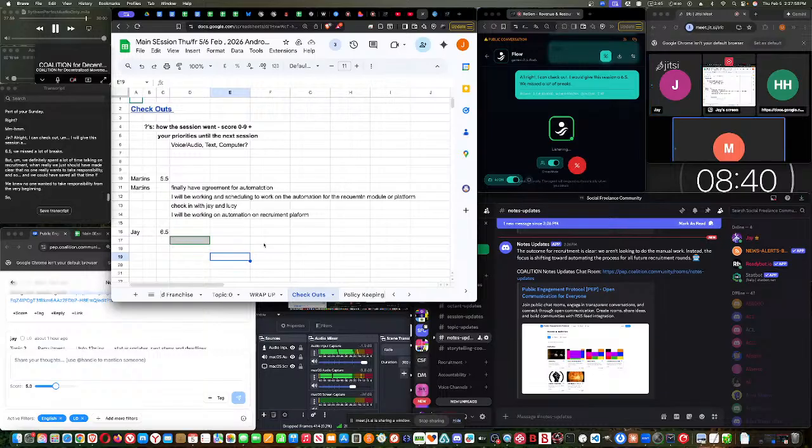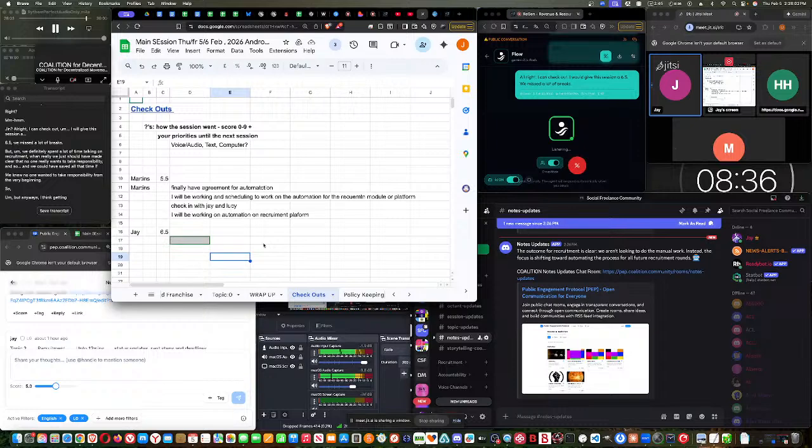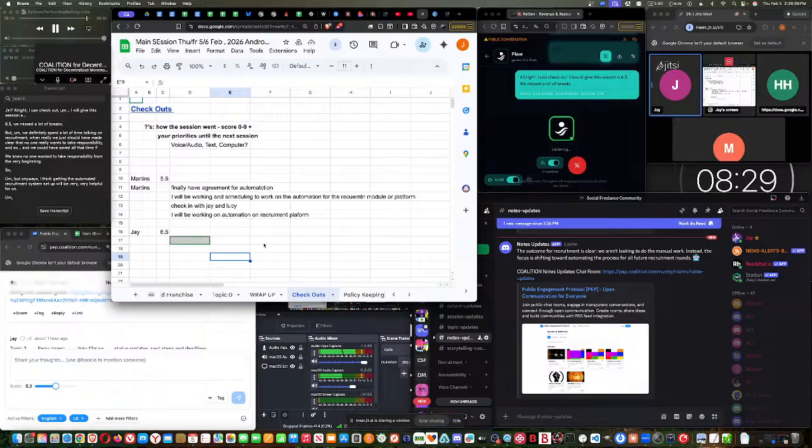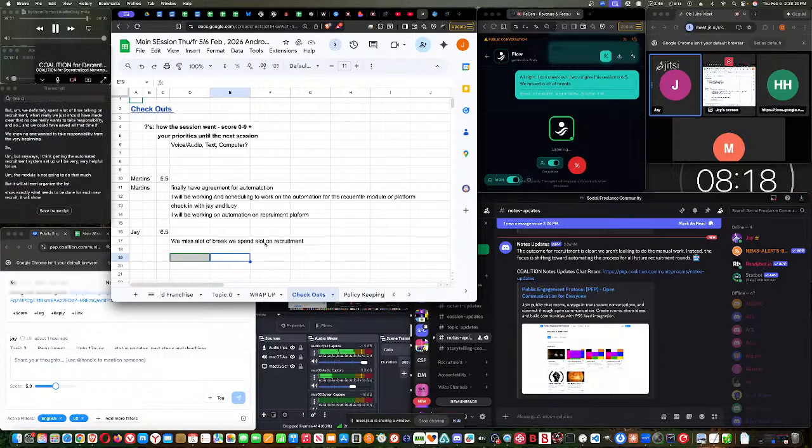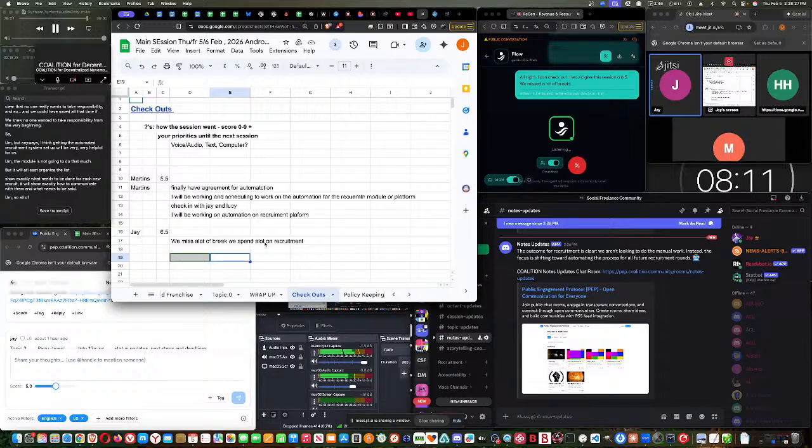But anyways, I think getting the automated recruitment system set up will be very, very helpful for us. The module is not going to do that much, but it will at least organize the list, show exactly what needs to be done for each new recruit. It will show exactly how to communicate with them and what needs to be said. So all of that will be very helpful for us.